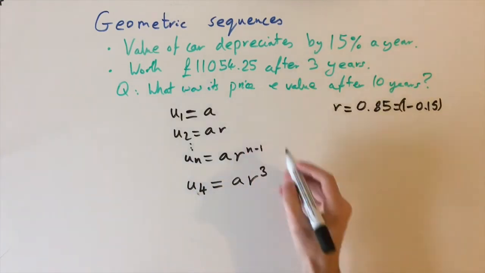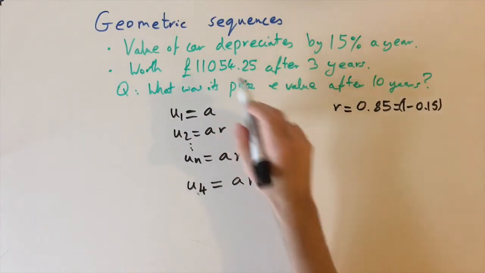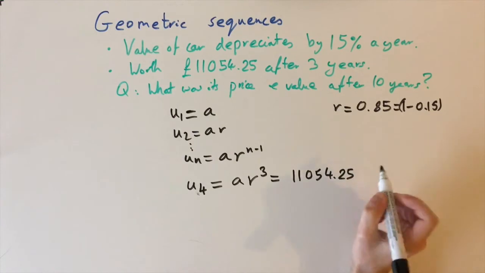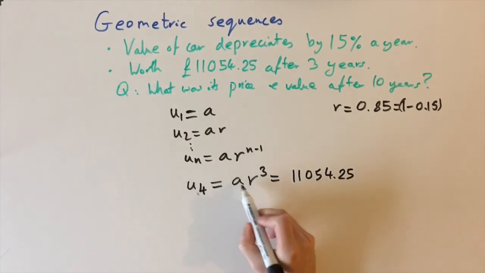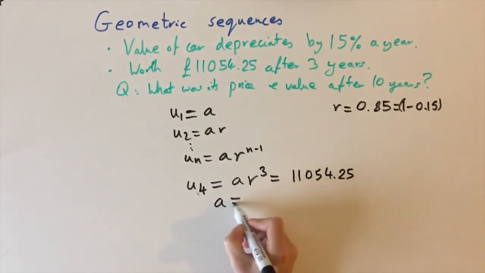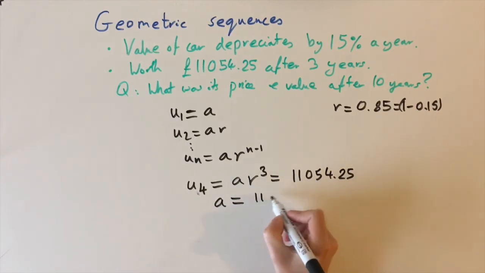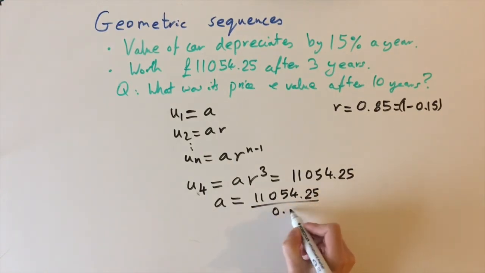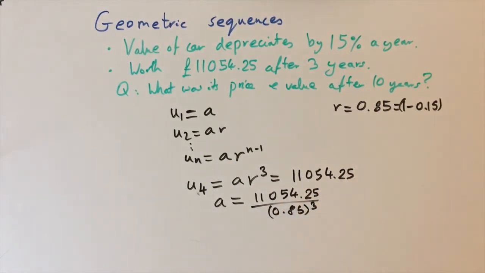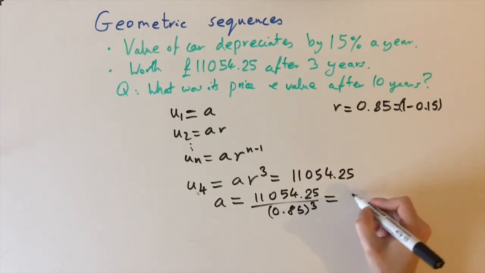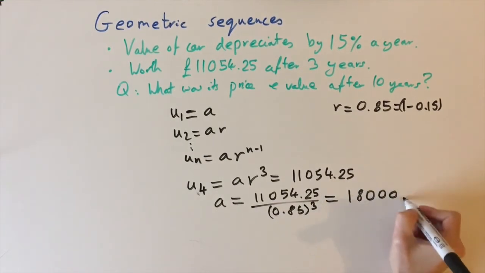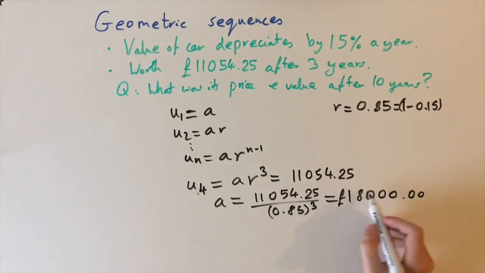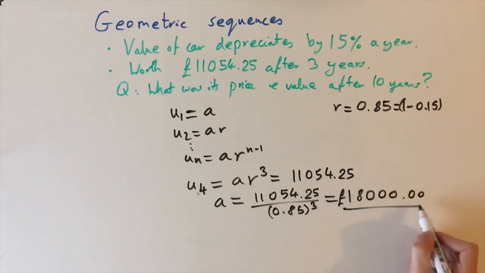And then we're told from the question that this value is equal to exactly 11,054.25. Since we know what r is, it's a similar problem. We can work out what a is. So a is given by this divided by this: 11,054.25 divided by 0.85 cubed. And very conveniently, this comes out to be £18,000 exactly. That's just because the question was constructed like this. So this tells us that the initial price of this car was £18,000.